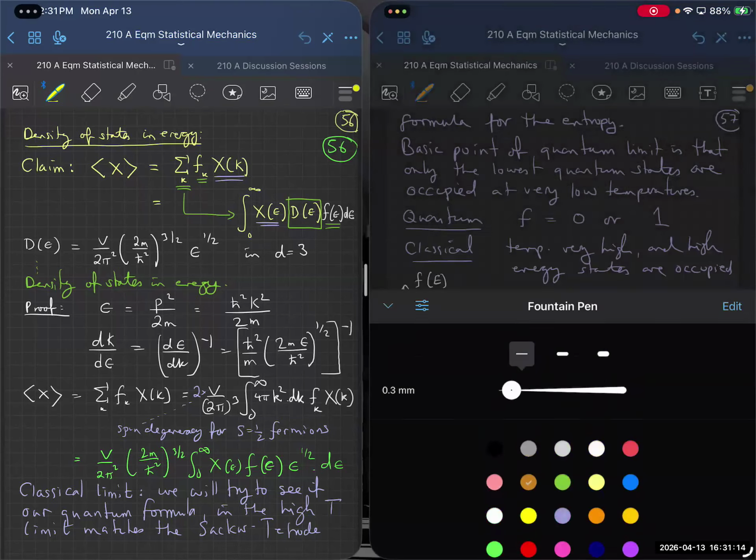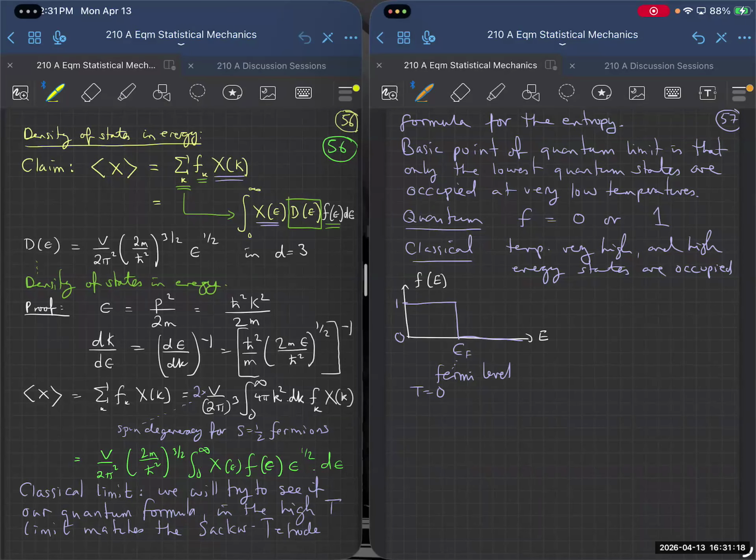If I look at some temperature slightly higher, T greater than 0 but still less than the Fermi degeneracy temperature, this distribution will look like this. So this is what happens for T greater than 0, but much less than what's called the Fermi temperature. And then if I look at what happens classically, here's f of E, here is the energy of the system. So these are the low-lying quantum states, the lowest energy quantum states, and all these high energy ones are empty when you're in the quantum limit, but the high energy states are occupied when you're at high temperatures.